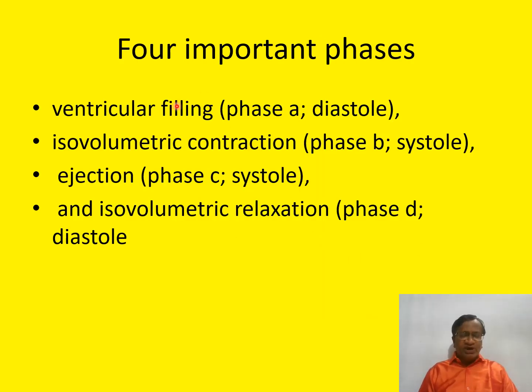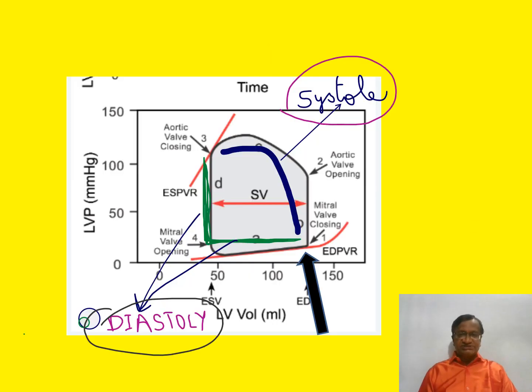There are four important phases. Ventricular filling, phase A, diastole. Isovolumetric contraction is phase B, which is systole. And ejection is phase C. It is also systole. And the ventricle starts to relax. It is phase D, diastole. Again, I will come back in different pictures.